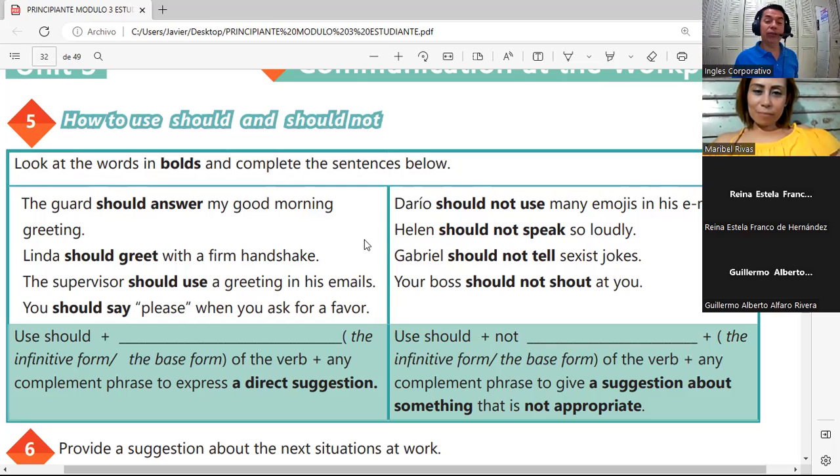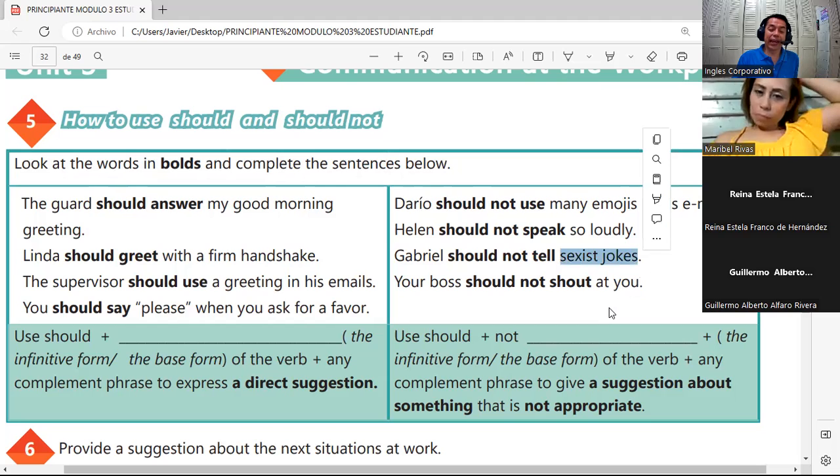Look. Darío should not use many emojis. La gente que abusa, ¿verdad? Hay un teacher ahí que hace presentación con un montón de dibujos. Abusa, ese teacher. Ok. So he should not, right? Helen should not speak so loudly. Gabriel should not tell sexist jokes, right? Chistes sexistas. Pueden ser ofensivos, de ambos lados, contra ellos y contra ella.